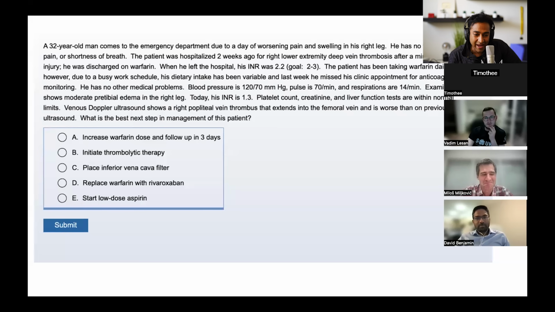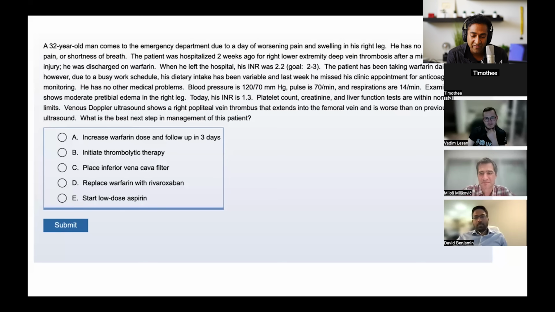All right. 32-year-old man comes to the ED with worsening pain and swelling in the right leg. He has no fever, no chest pain, or shortness of breath. He was hospitalized 2 weeks ago for right lower extremity DVT after a minor sports injury and discharged on Coumadin. When he left the hospital, INR was 2.2. He's been taking daily warfarin. First of all, what year is this guy getting treated? Coumadin has not been done in a long time. All right, he's taking daily Coumadin. Busy work schedule, his dietary intake is variable, and he missed his clinic appointment for anticoagulation monitoring.